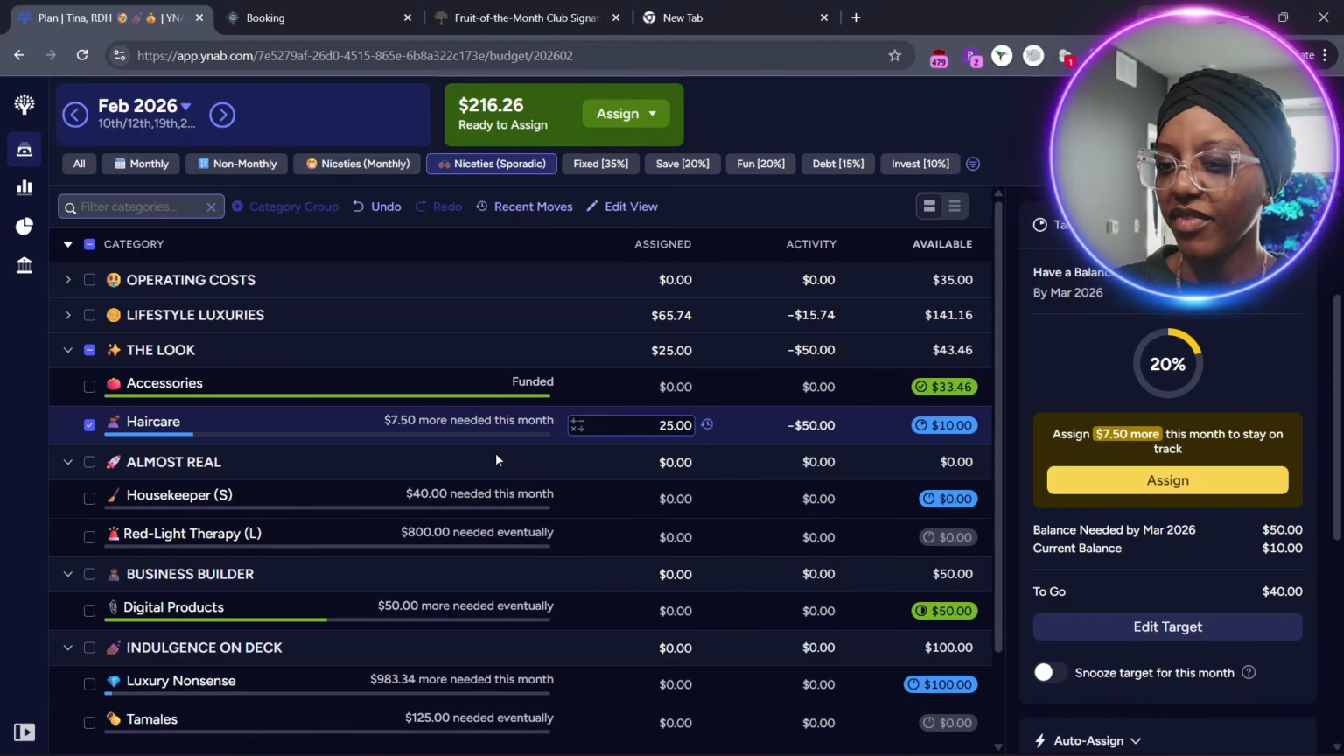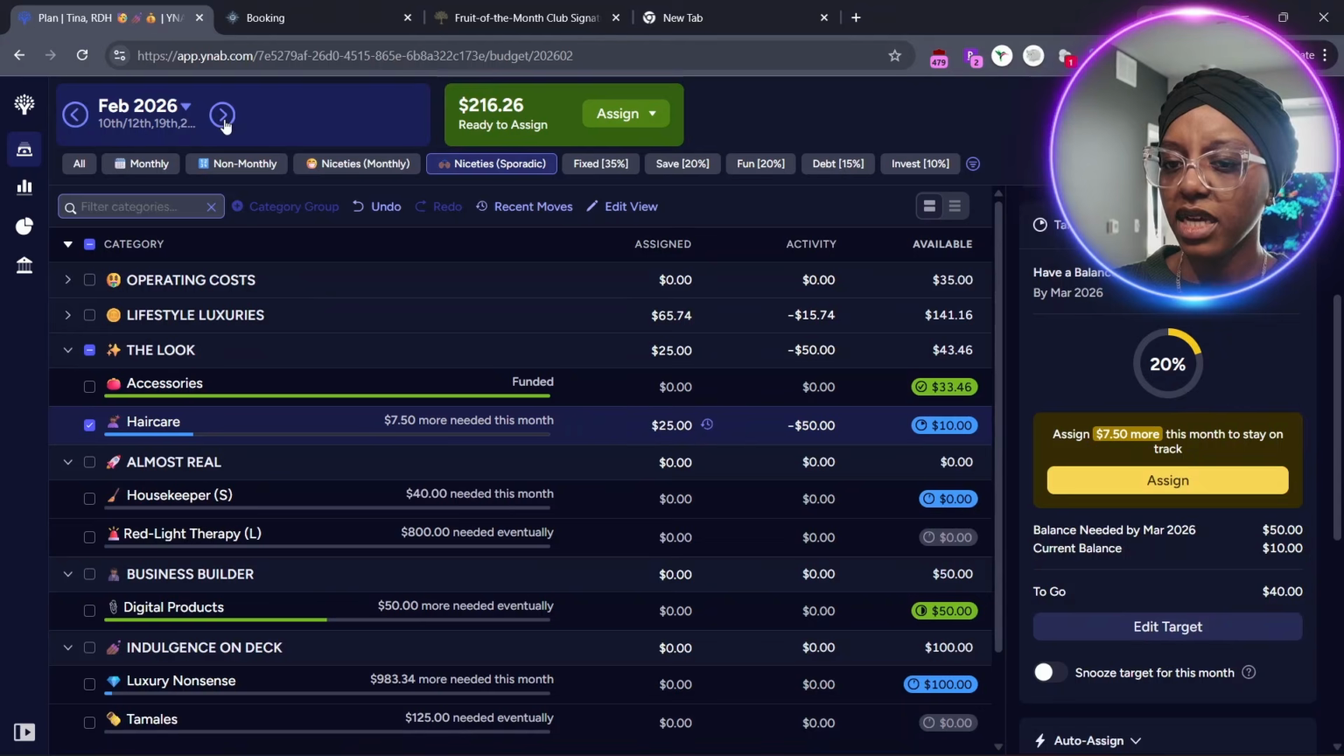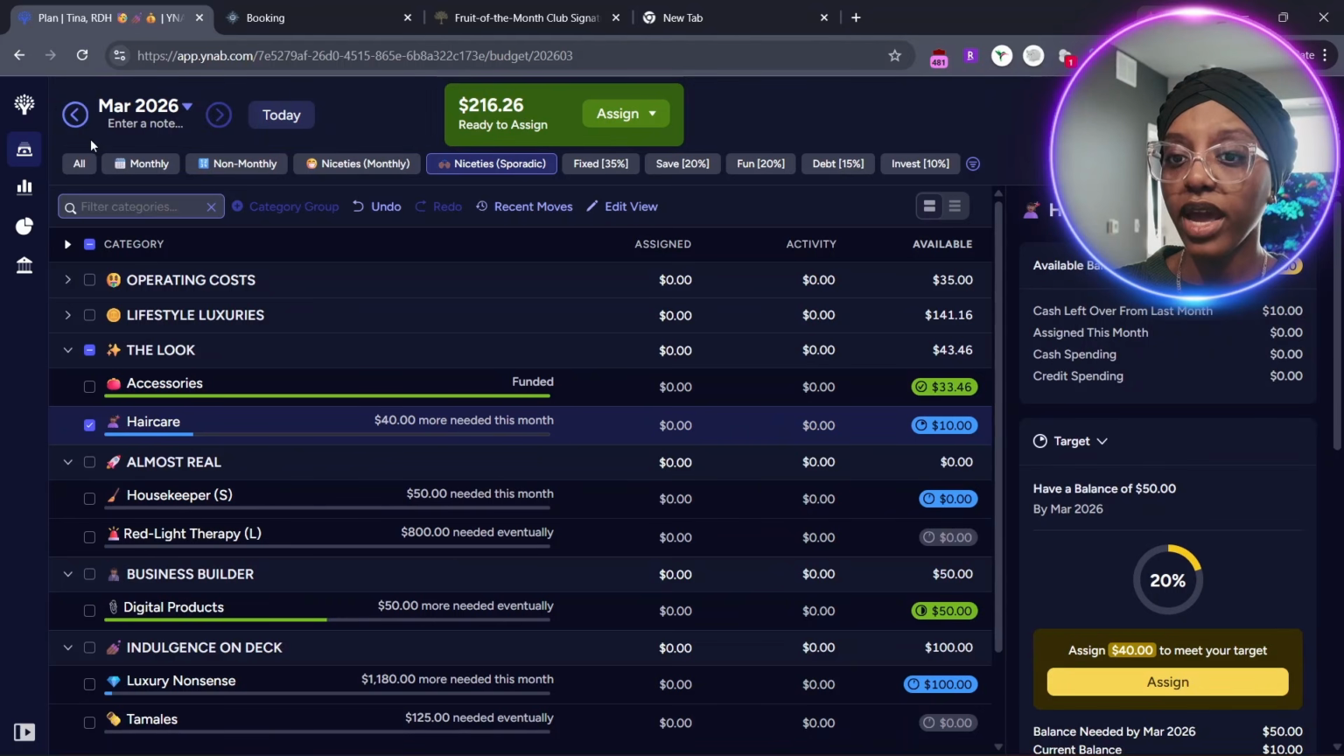I don't really know that $750 is not enough for this month. Needed by March is $50. Current balance is $10. You need $750. I must have it wrong. Yeah, oh, okay. So it makes you save that amount by the end of the month.